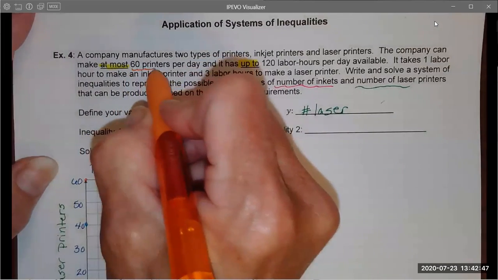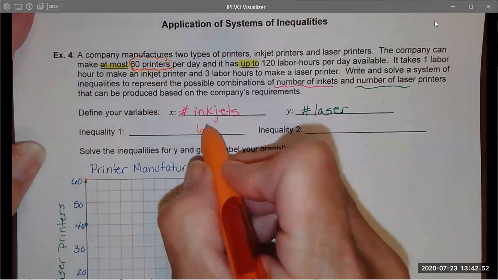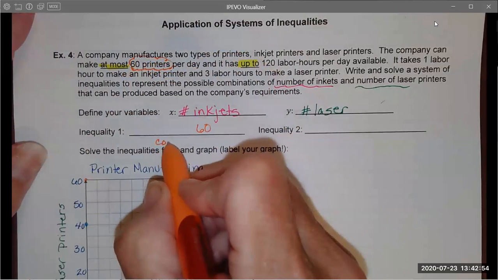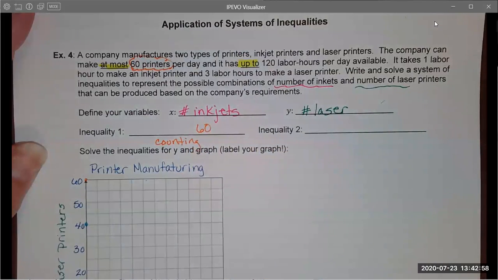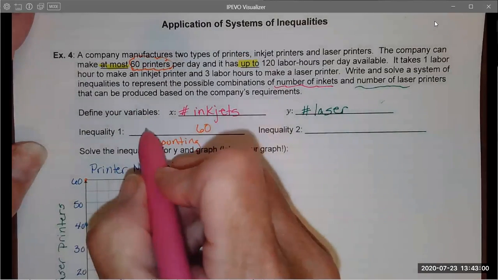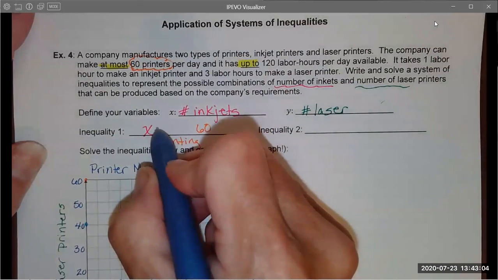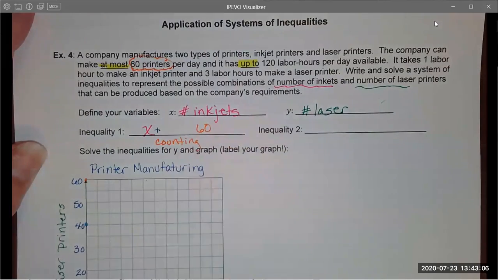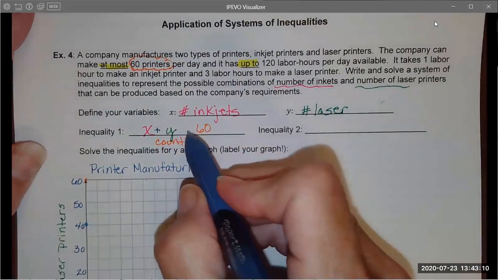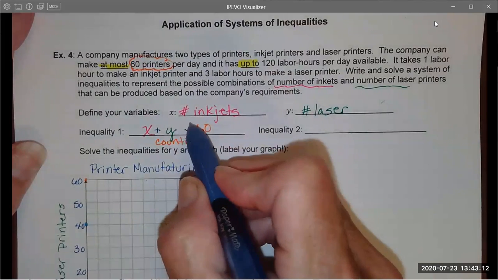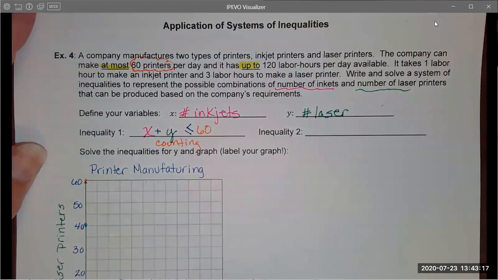And in physical boxes, at the end of the day, I can have at most 60 printers of either kind, but I can't produce more than that. I have 2 types. I have my inkjet printers and I have my laser printers. And it says at most, which means I could do 60, but I could do fewer as well. So I'm going to use a less than or equal to.